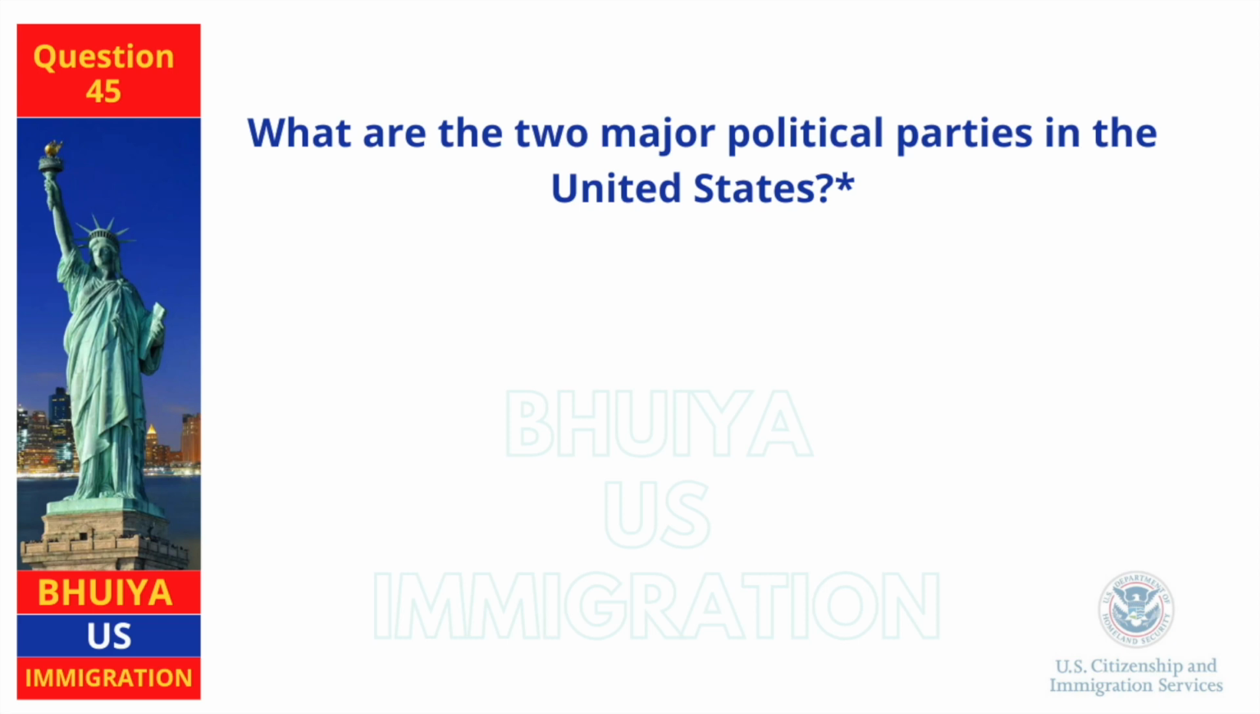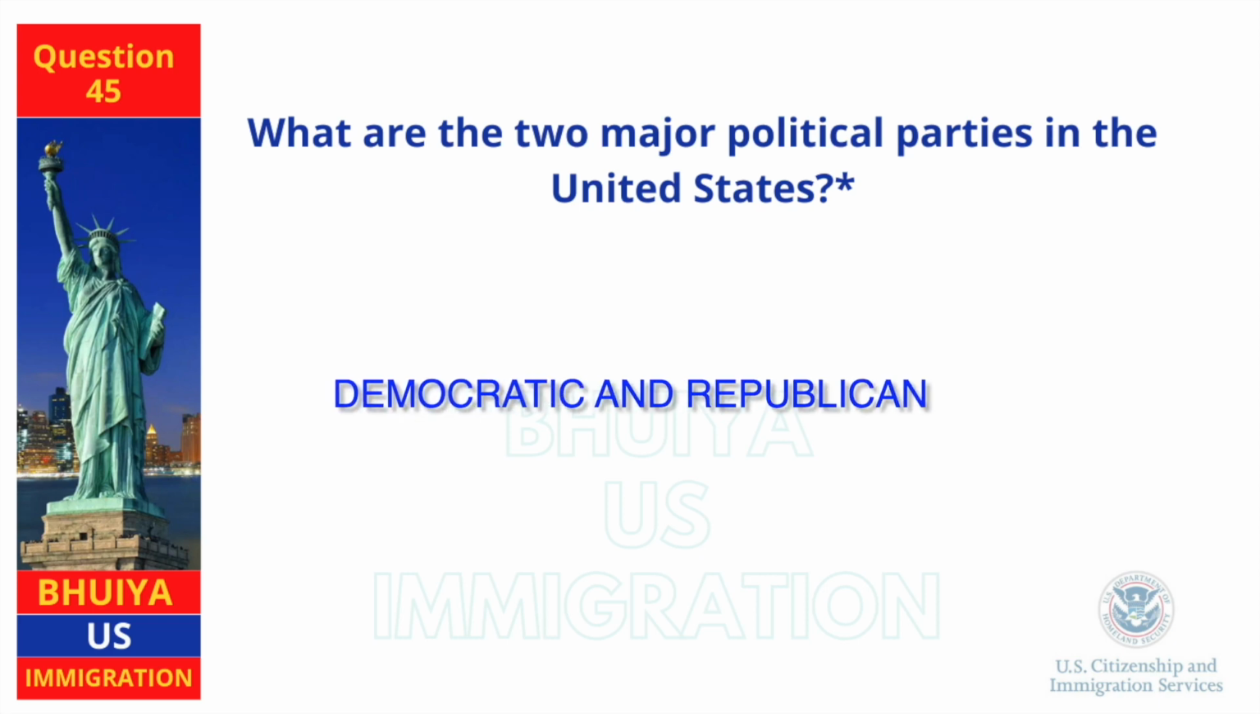What are the two major political parties in the United States? Democratic and Republican. What are the two major political parties in the United States? Democratic and Republican.